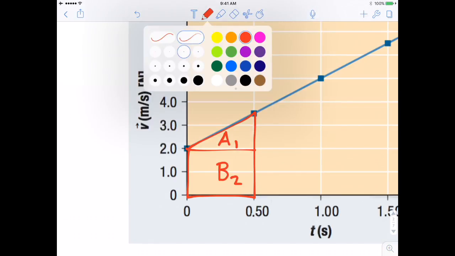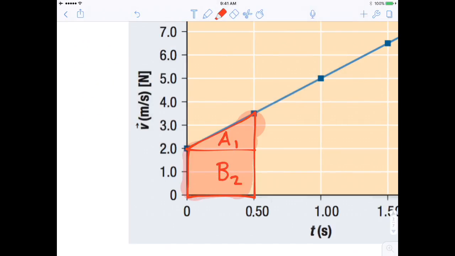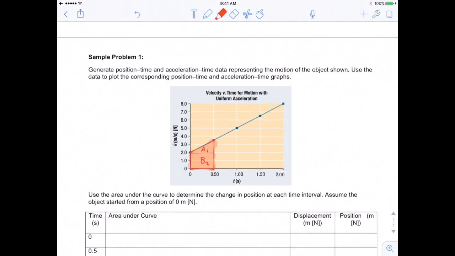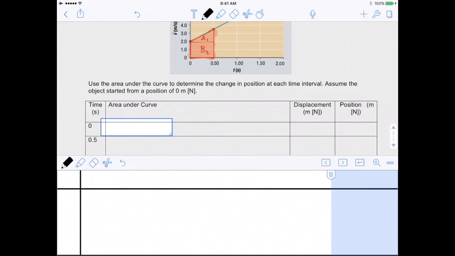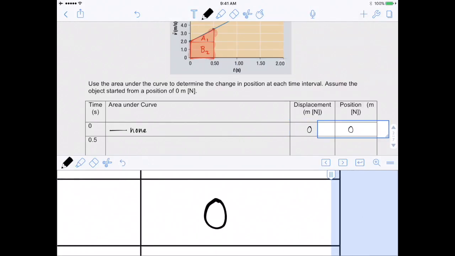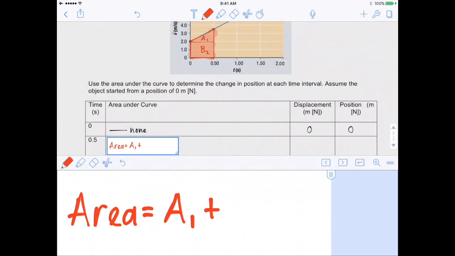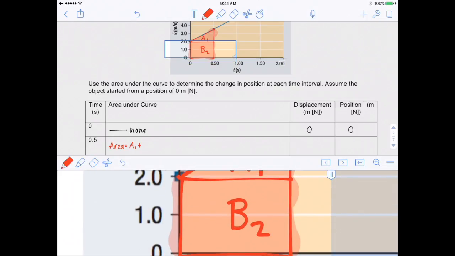We're going to determine the displacement and therefore resulting position of the object after the first 0.5 seconds. And then we're going to plot this data on our new position time graph. So to start, the object started at 0. At 0, there's no area under the curve, so the object has no displacement and is at a position of 0 meters north from the start. In order to find out the area under the curve for the first interval of time, the area is equal to A1 plus A2.